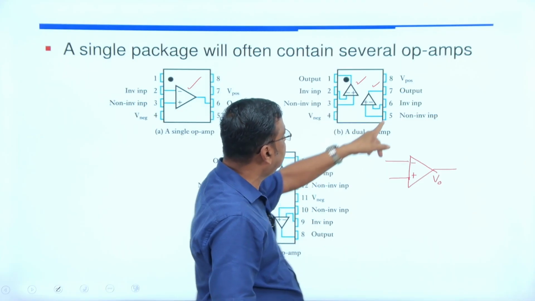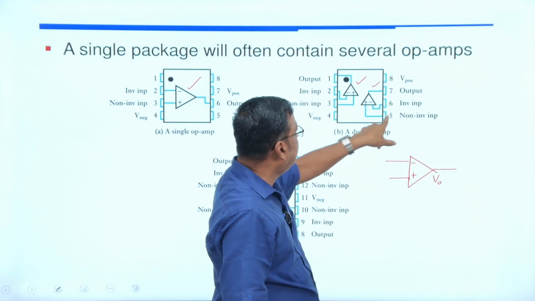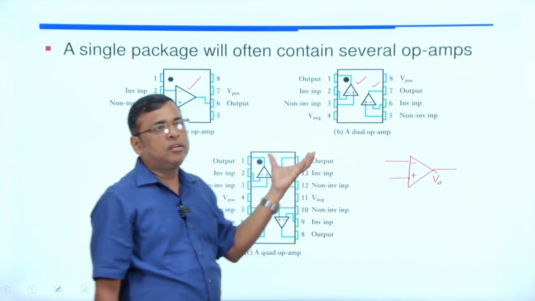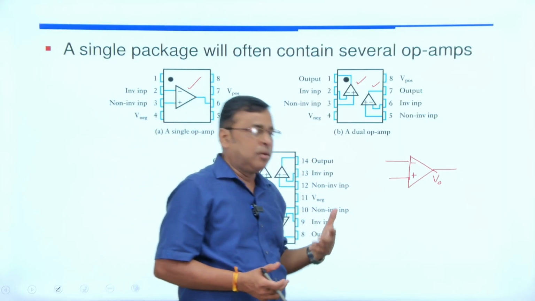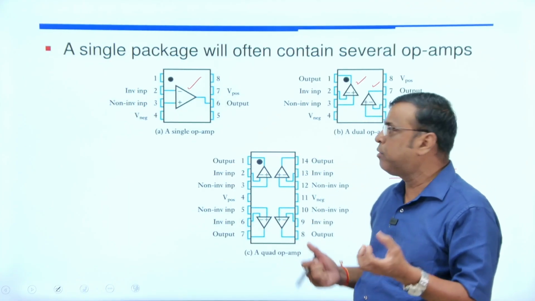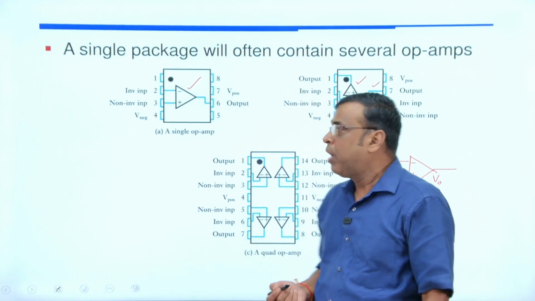Pin number 6 is your inverting input and pin number 5 is your non-inverting input. So this is the configuration. Suppose you want to find out the output: you give the input and obtain the output. How will you get the output?